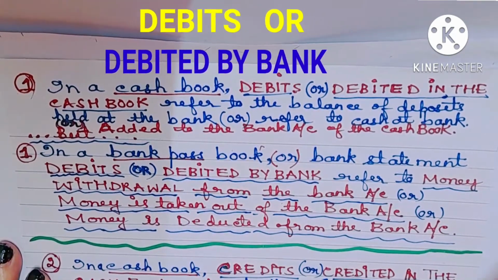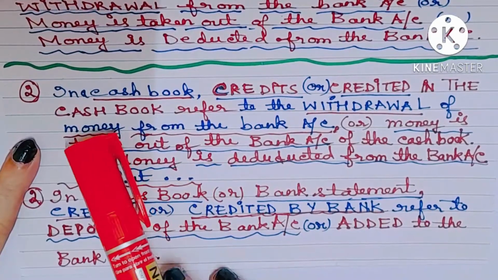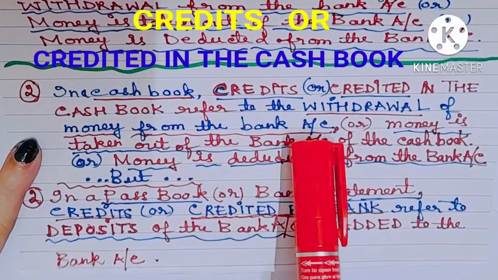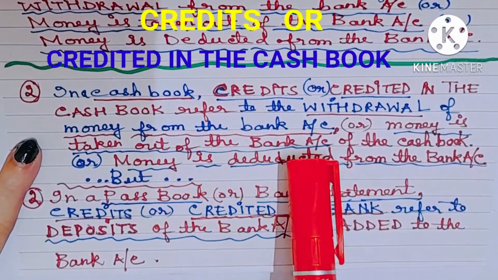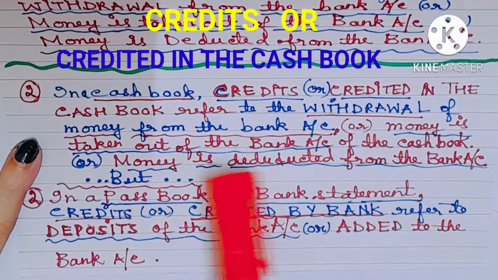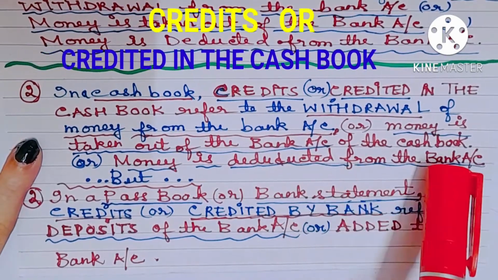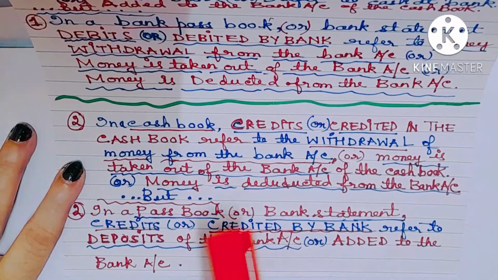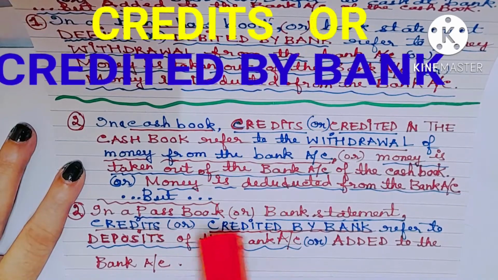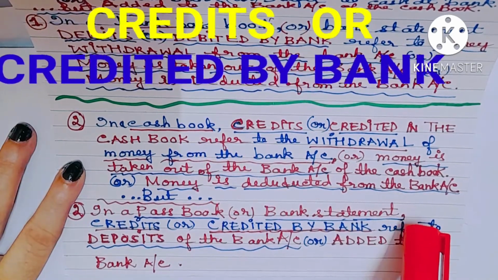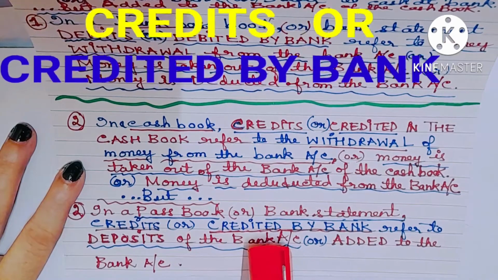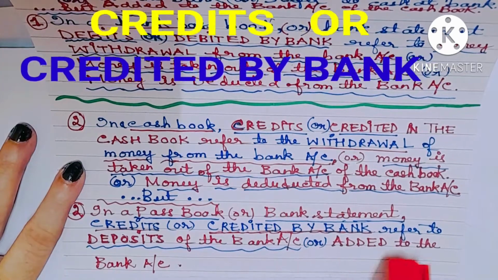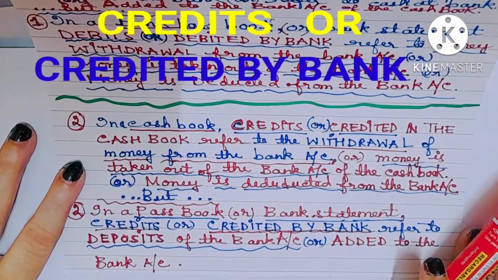Okay? Understood? Number two, in cash book, credits or credited in the cash book refer to the withdrawal of money from the bank account, or money taken out of the bank account of the cash book, or money deducted from the bank account. But whereas in a bank passbook or bank statement, credits or credited by bank refer to deposits in the bank account or added to the bank account. Understood? Clear?